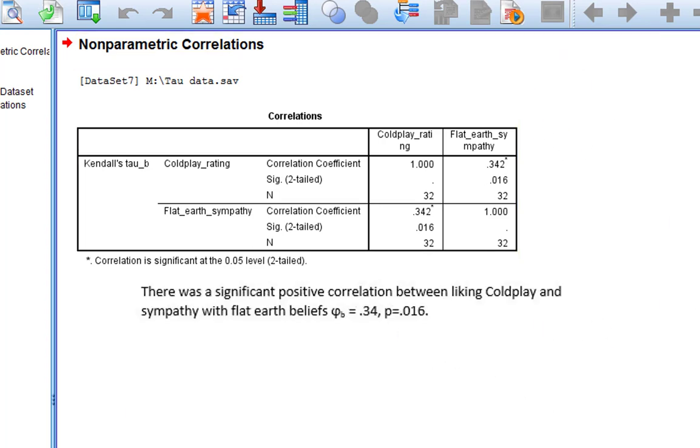And if we were going to write this up, we'd write Kendall's tau up like this. There's a significant positive correlation between liking of Coldplay and sympathy with flat earth beliefs.